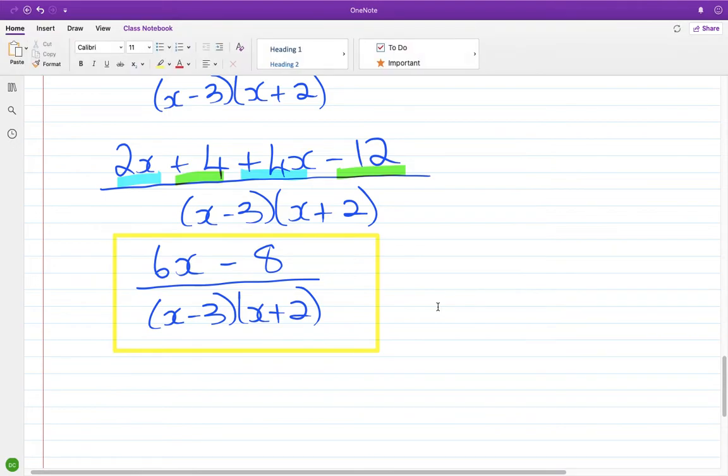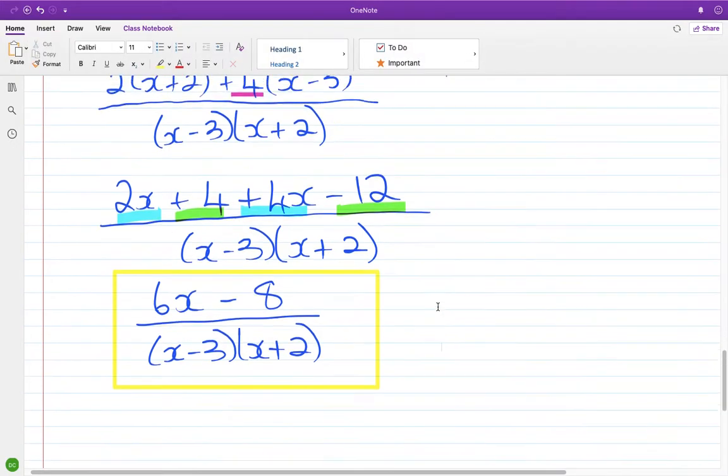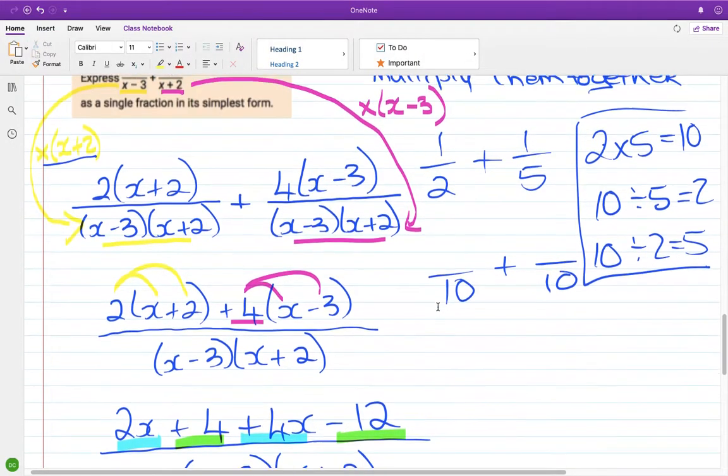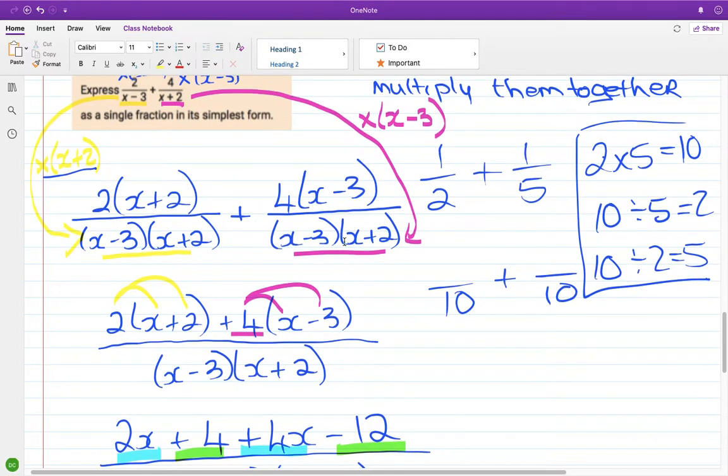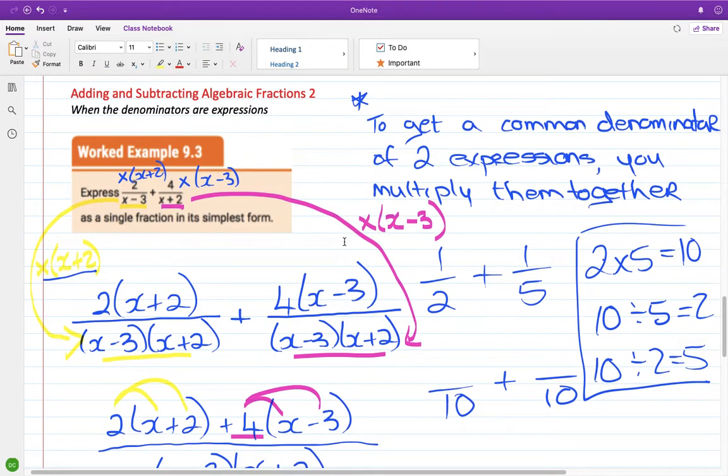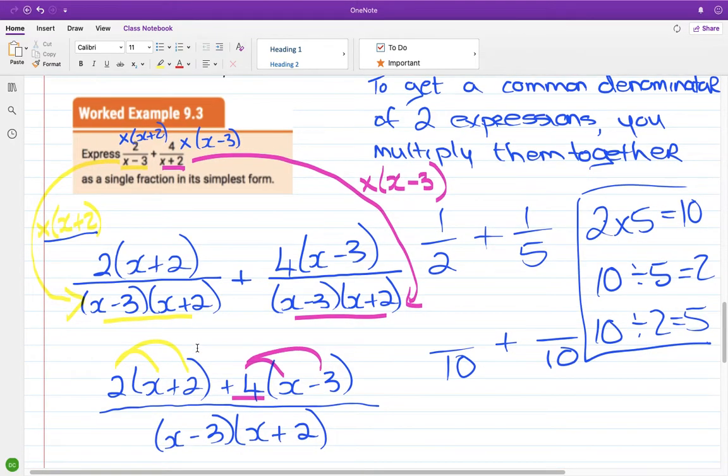All right, so everything after the first line is exactly the same as what we did when the bottom line were numbers. It's just that first step. So you get the common denominator over here by multiplying them together. Now you don't actually have to do the multiplication, you just have to write them in brackets, remembering that brackets mean multiply. So this means x minus 3 multiplied by x plus 2. I don't at any point do the multiplication, I just write it down.